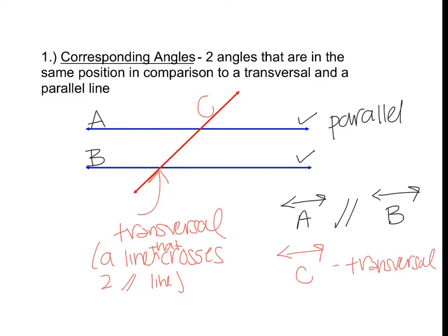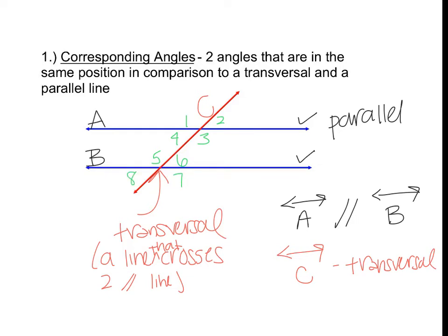So when we have two parallel lines and a transversal that crosses them, we get something called corresponding angles. I'm going to go into this diagram and label several angles that you can see here. I'm going to call this angle 1, 2, 3, 4, 5, 6, 7, and 8. And so let's look at the definition.